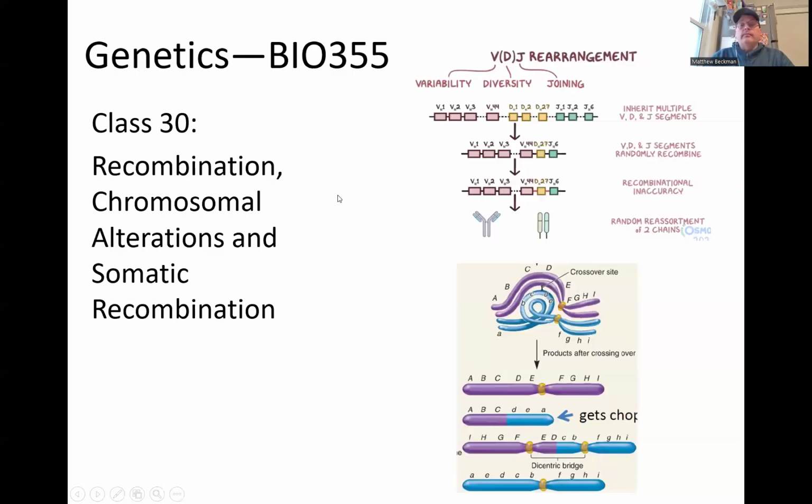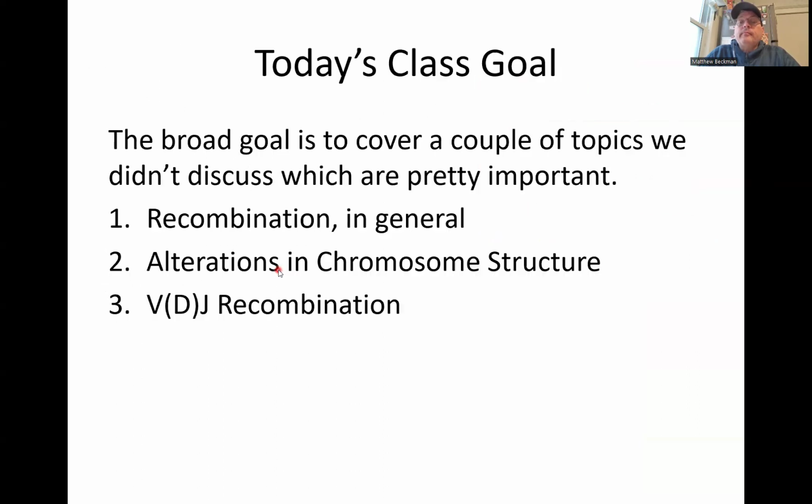All right, so again, class 30. In this case, due to a snow cancellation of in-person classes, this might be reused in the future. So the topic is recombination, chromosomal alterations, as well as somatic recombination. A specific example we'll talk about related to the immune system for the somatic recombination.